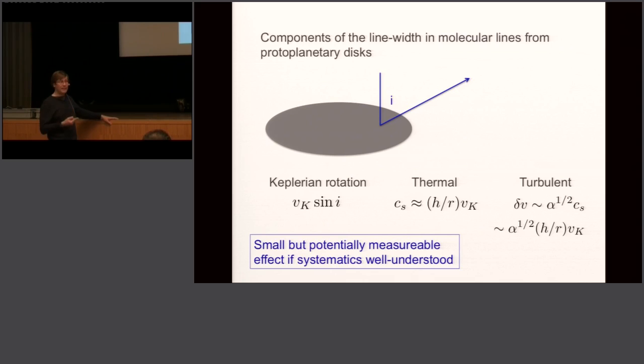So if we have that estimate of alpha of 10 to the minus 2 that we mentioned right back at the start of the week, we expect the turbulent piece to be about an order of magnitude smaller than the thermal piece, which in turn is a small fraction of the Keplerian piece.